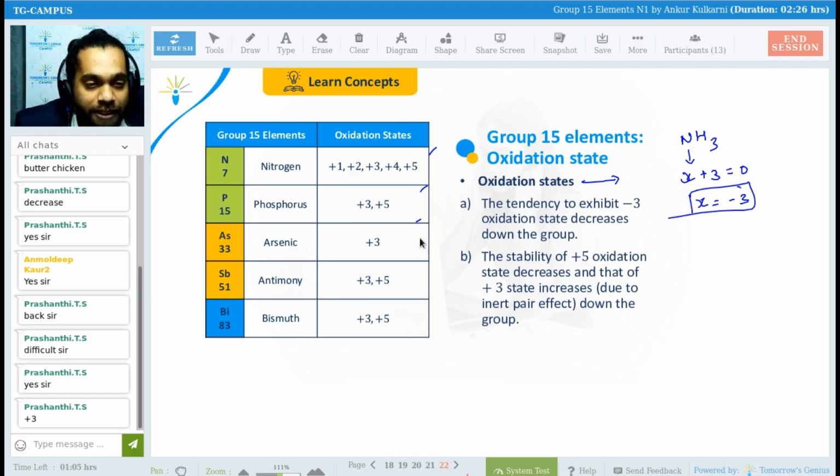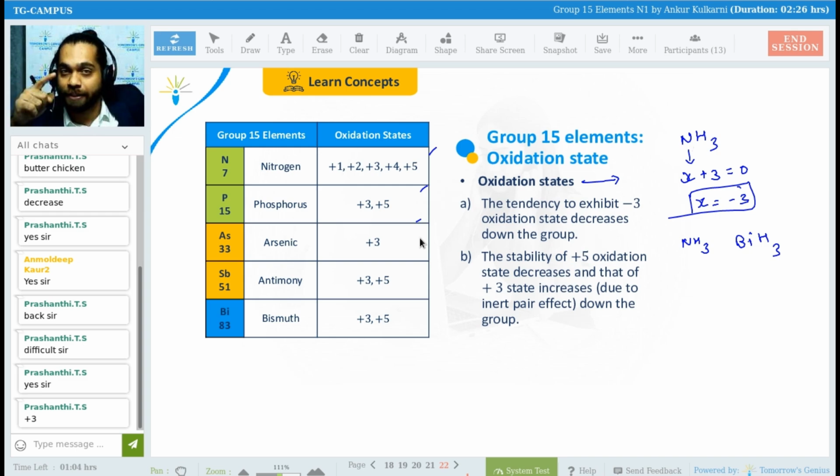How can it be +3? Come on, please explain to me. It is -3. So if I have NH3 and BiH3 and a question comes, everyone took it as +3 instead of -3. X - 3 is equal to 0. This silly mistake we have to avoid. You can make a mistake over here, but not in the exam. Correct? So over here I have NH3, and over here I have BiH3.